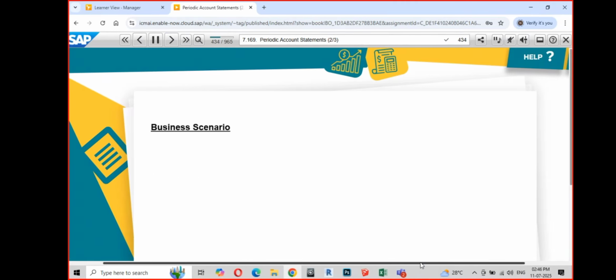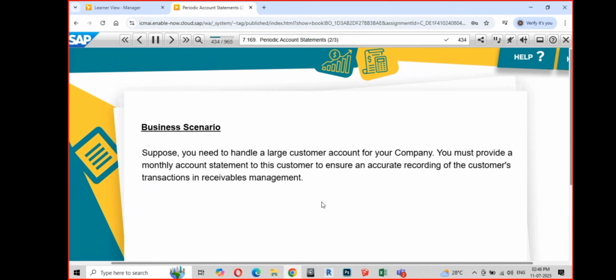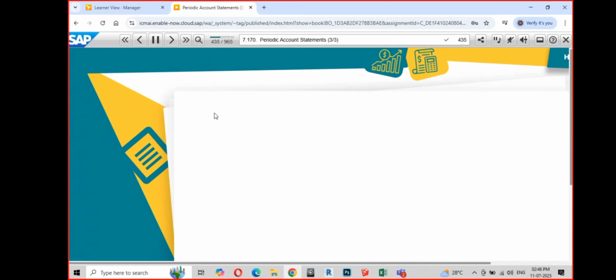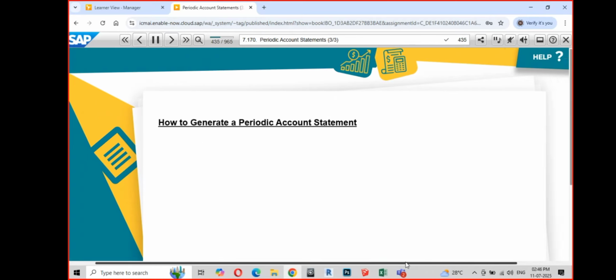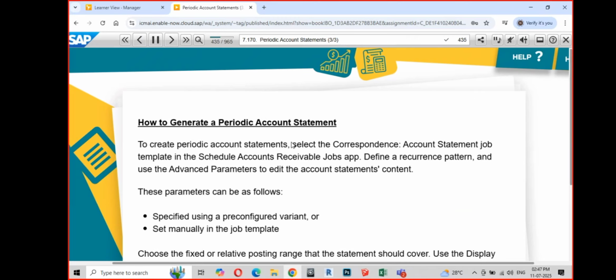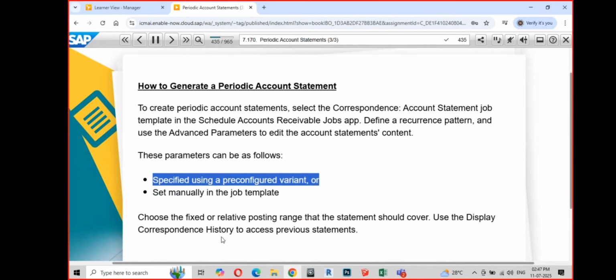Periodic account statements. Okay, he's talking about the balance confirmation also. What is a periodic account statement? Suppose I want to know the transactions with Measures A Limited from 1st of July to the 11th of July. Whatever has happened with Measures A Limited from the 1st of this month till today, specified using a pre-configured variant. Okay, that is exactly what he wants to say.